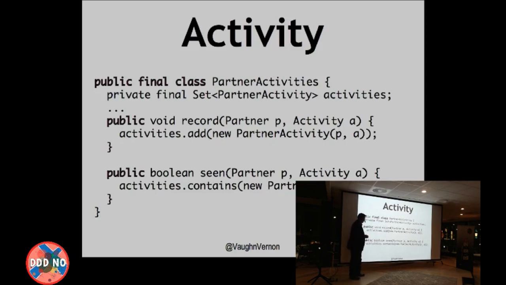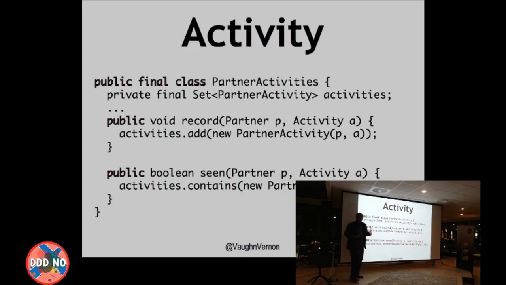And then, somewhere along the line, I may need to ask, have I seen this partner activity before? If I've already recorded it, then I have, and I'm not going to do it again. And if this particular kind of partner activity requires some kind of sequence, then I can also record, my partner activity internally may actually record individual steps. Now, that's fine, but again, it doesn't really address any true business needs. Internally in the entity, it still is very technical. It feels like an artifice to me.